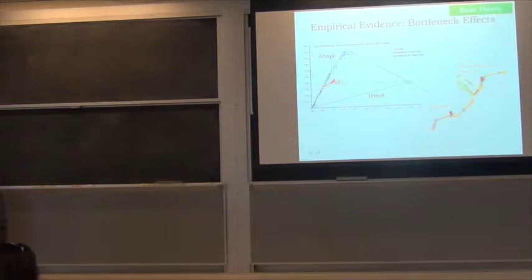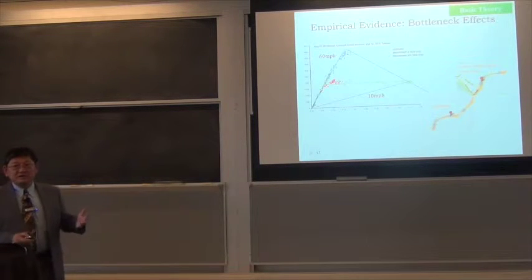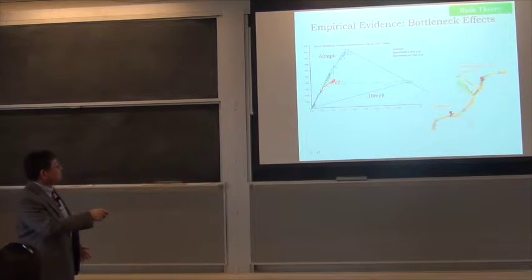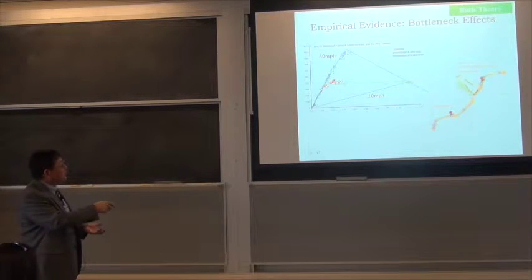Another thing I want to point out is that sometimes you observe this type of diagram, and then suddenly all the points are following here, and that's a good indication you have a bottleneck. Here is somewhere you have a bottleneck, like a lane drop, and that constrains your capacity. So once you get congested here, you'll never flow more than this.